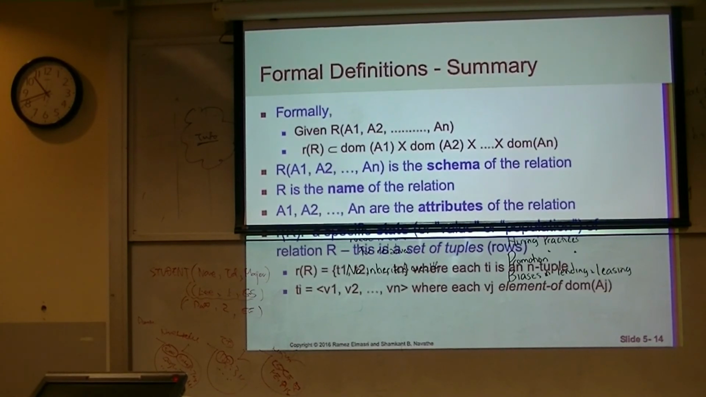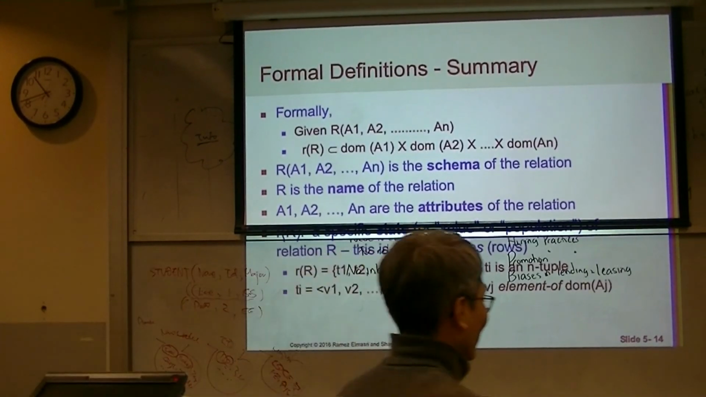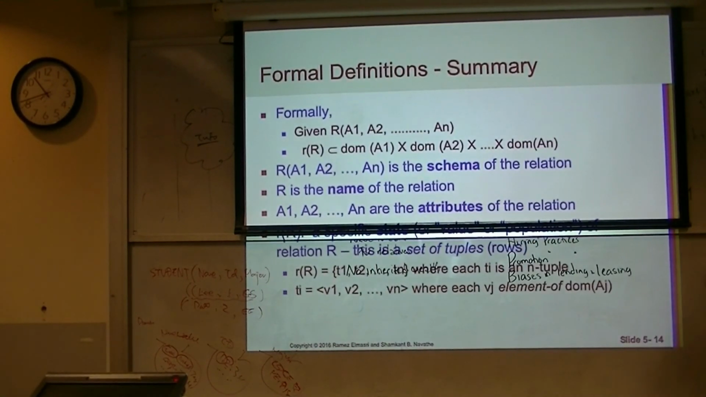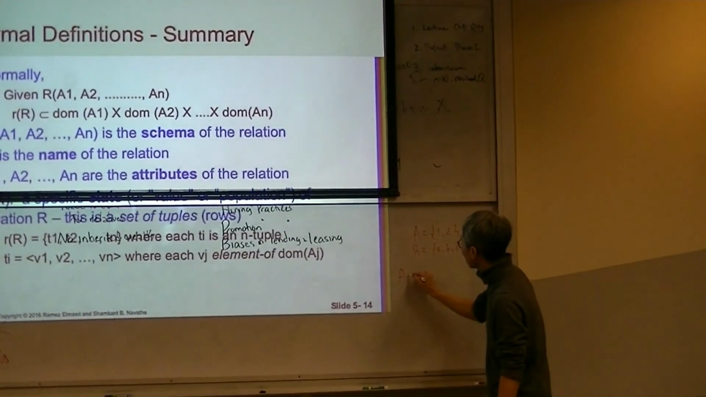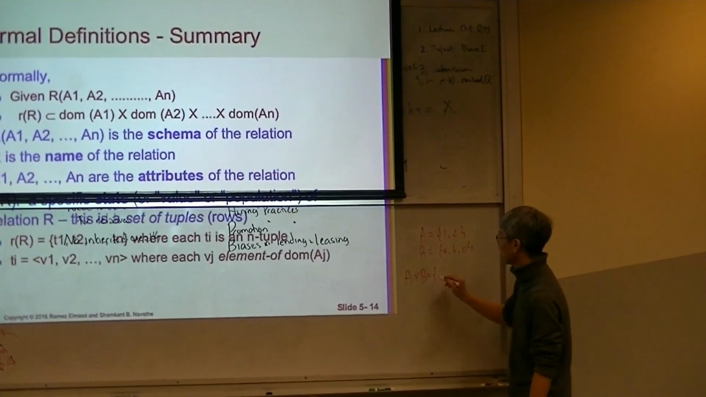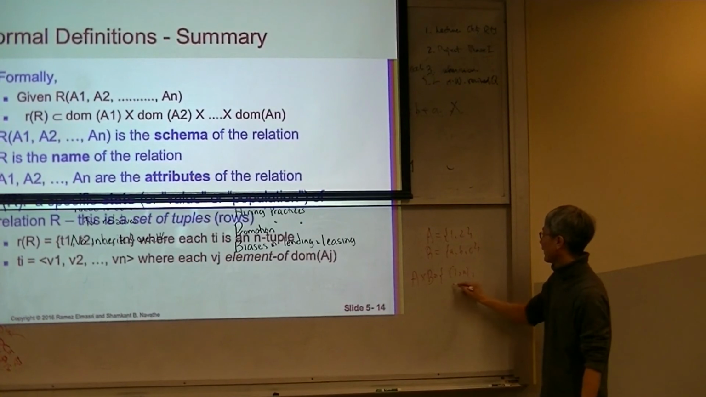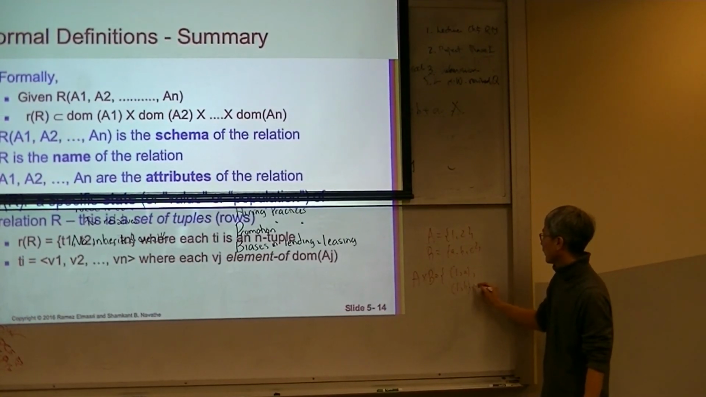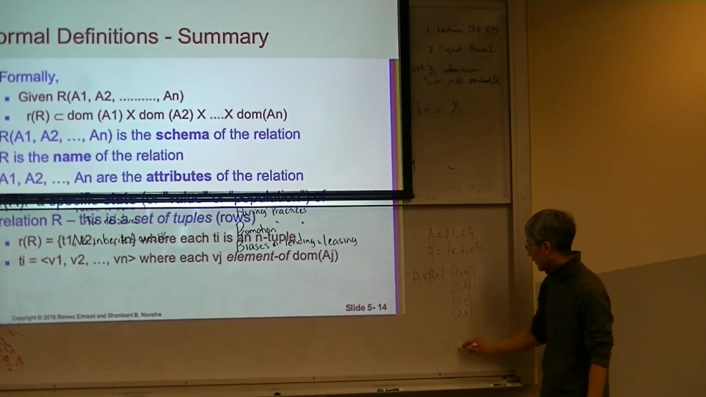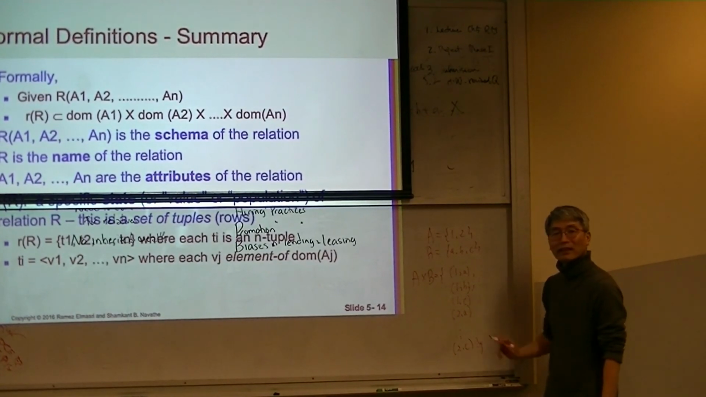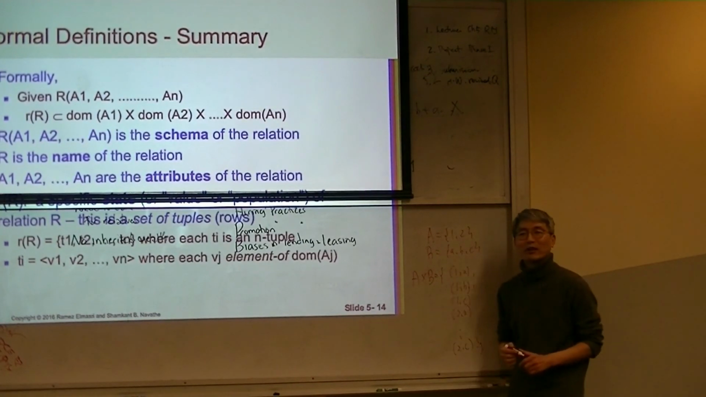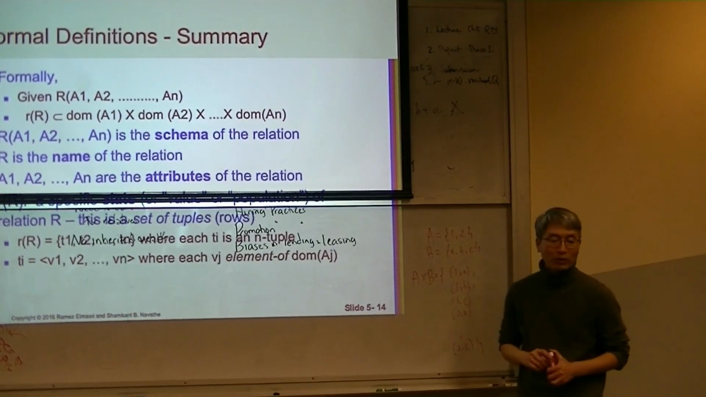For example, A is 1, 2. B is A, B, C. What is the Cartesian product of A and B? I think you learned it: 1A, 1B, 1C, 2A, 2B, 2C. What is it? All combinations of each element. So this is called the Cartesian product.